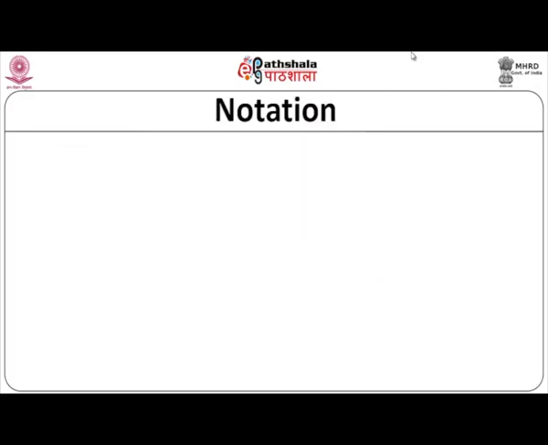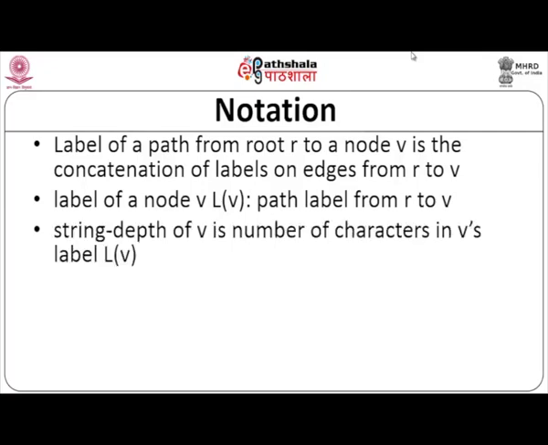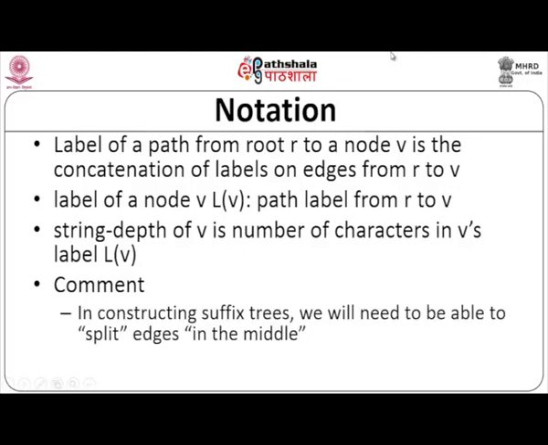So this is the suffix tree. The label of a path from root R to the node V is the concatenation of the labels of the edges, which you have already seen. The label of a node V, L of V, is the path label from R to V, and the string depth of V is the number of characters in V's label L. And the comment that we make is, in constructing suffix trees, we need to be able to split edges in the middle.